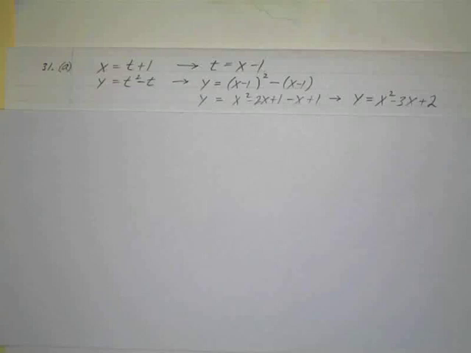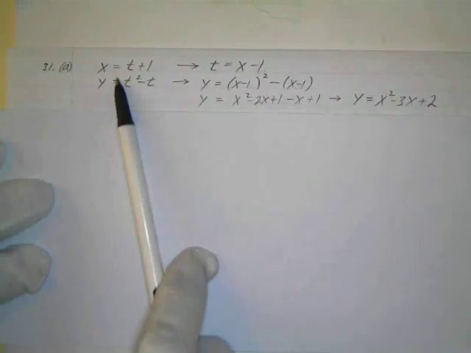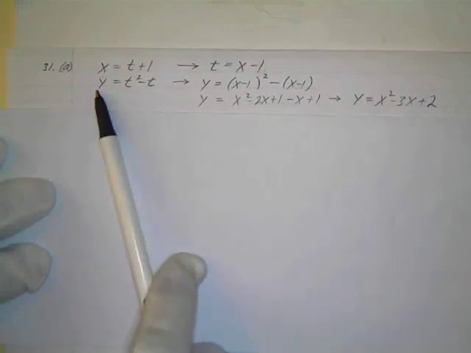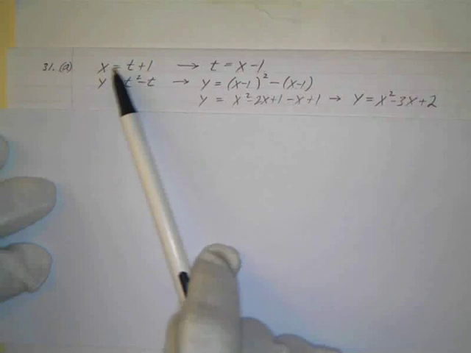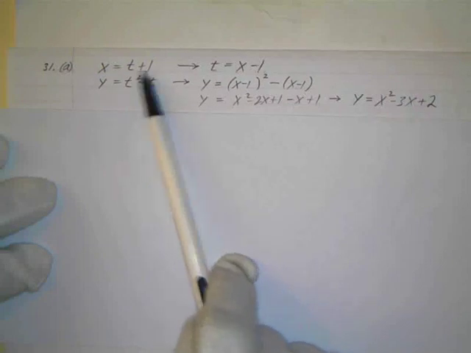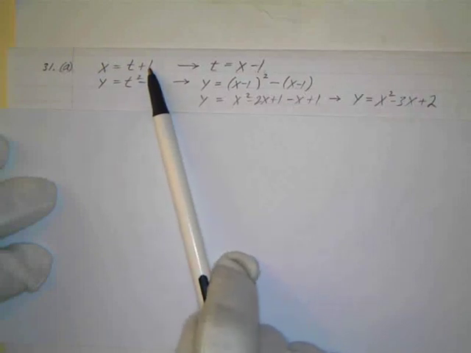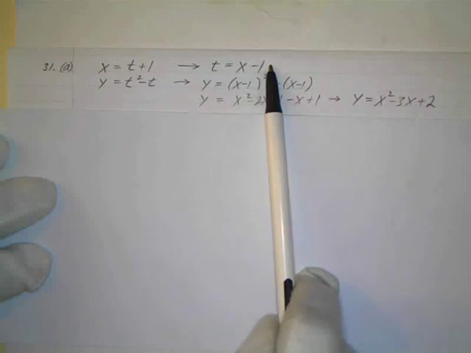It's not too difficult. Basically we use the first equation. The second equation has y in terms of t, so I just have to get t in terms of x and then substitute, and that will eliminate the parameter. So I can take x equals t plus 1, subtract 1 from both sides, so t equals x minus 1.